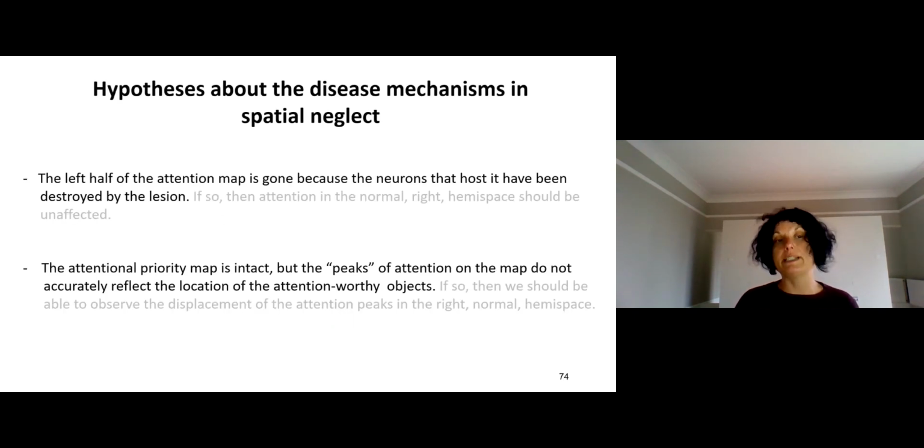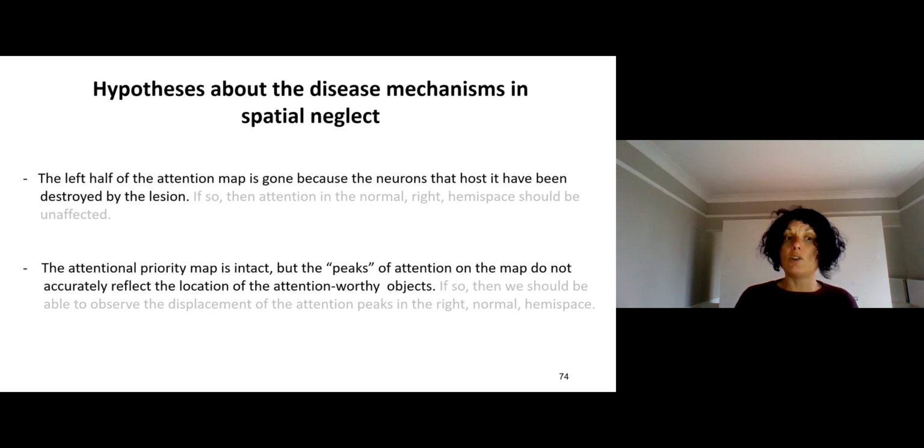There are a number of hypotheses about the disease mechanisms in spatial neglect, and I've highlighted two of them here. One is that the left half of the attention map is gone because the neurons that host it have been destroyed by the lesion. Now, one of the main objections against this hypothesis is that the brain areas that implement the attentional priority map are in the superior parietal cortex, superior frontal lobe, and those areas are rarely lesioned in patients with spatial neglect. There are, of course, some ways of explaining this, but it is the main objection against this hypothesis.